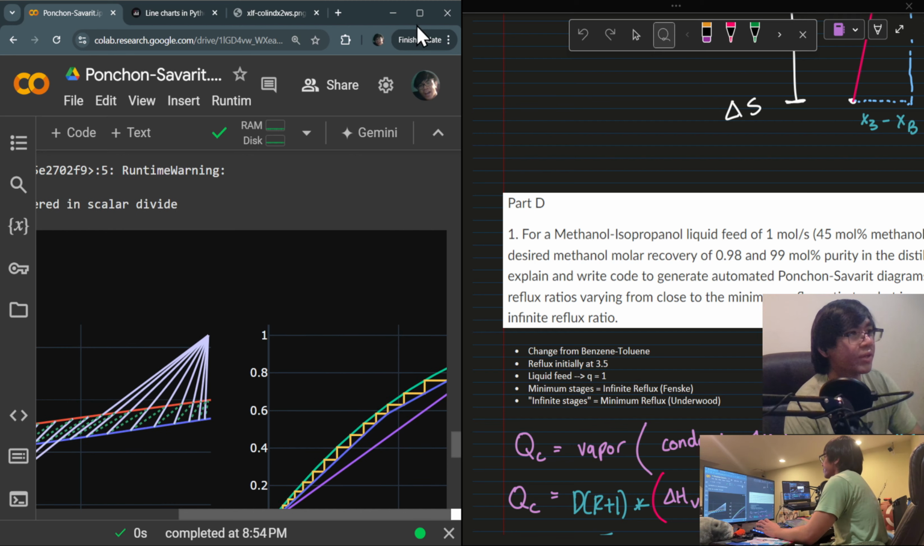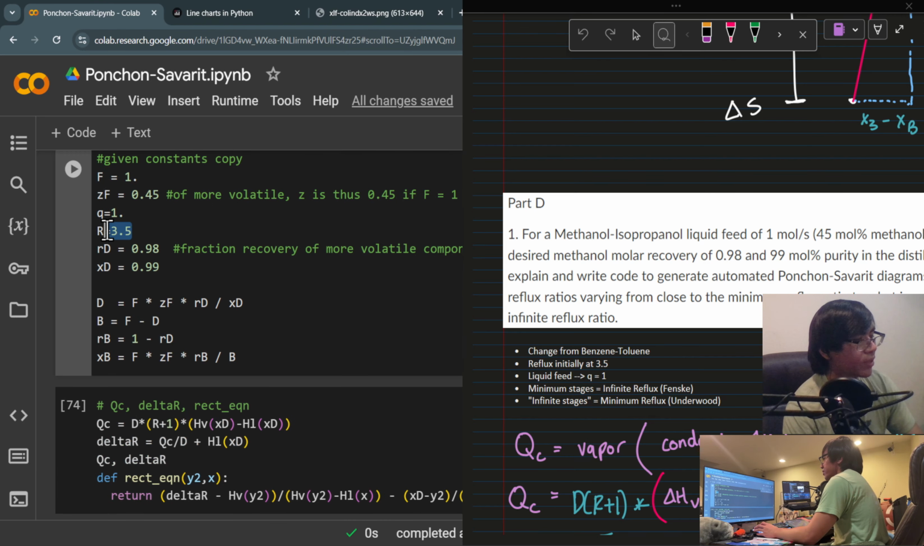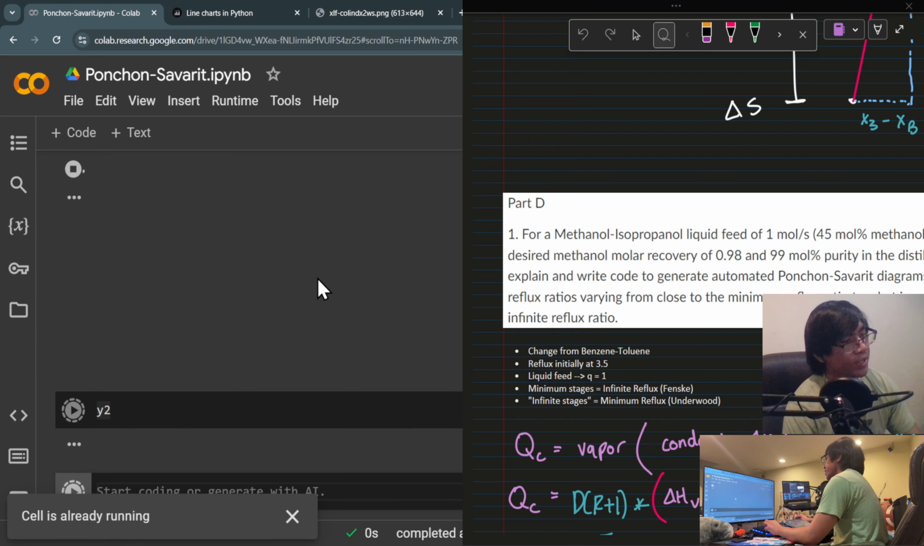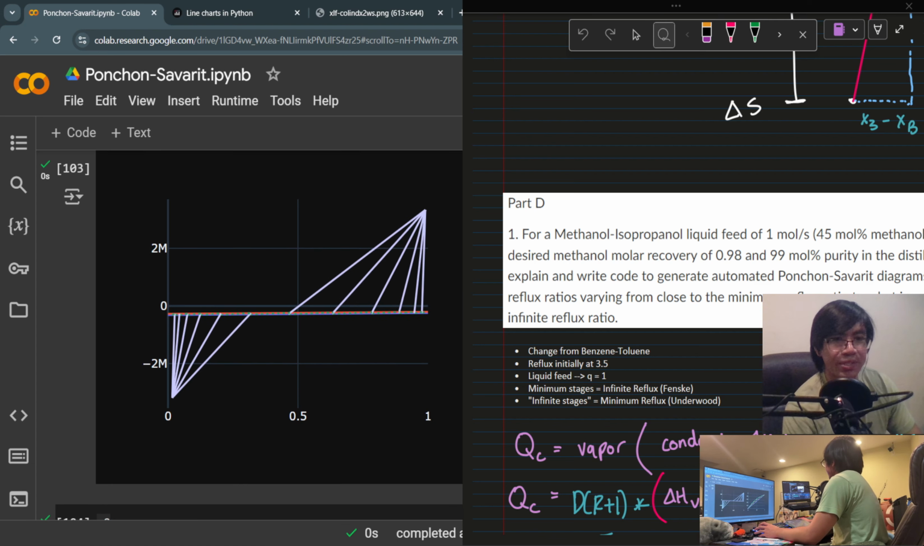Honestly, let's just do it. So where are we? If we increase our reflux so much, like 100, that's huge. So again, what that means is, yeah, I'll explain this. Let's full screen here.